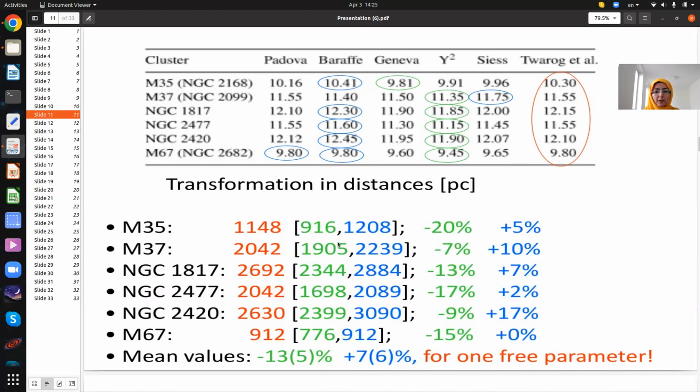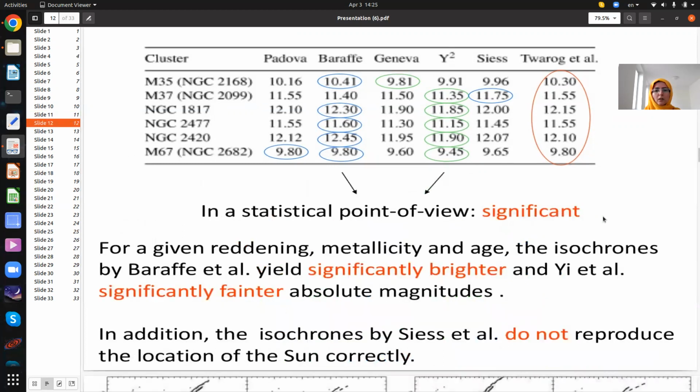And you see here the numbers are somehow different. Some of them are decreasing, some of them increasing. From a statistical point of view, it is significant for a given reddening, metallicity and age. The isochrones by Baraf et al. yield significantly brighter and yet significantly fainter absolute magnitudes. In addition, the isochrones by Cis et al. do not reproduce the location of the sun correctly.